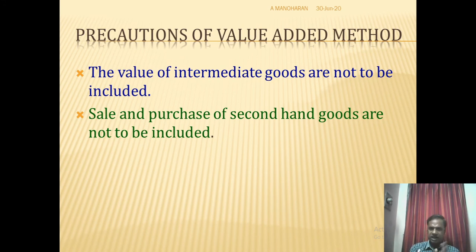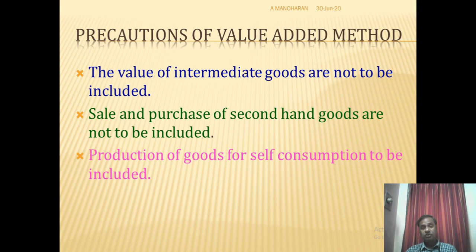The reason is that we have already included the value of this good last year, so the value of the second-hand sale of any good is not to be included, otherwise it will be double counting. That's why the sale and purchase of second-hand goods are not to be included, because the value of these goods is already included in the year these goods were produced.